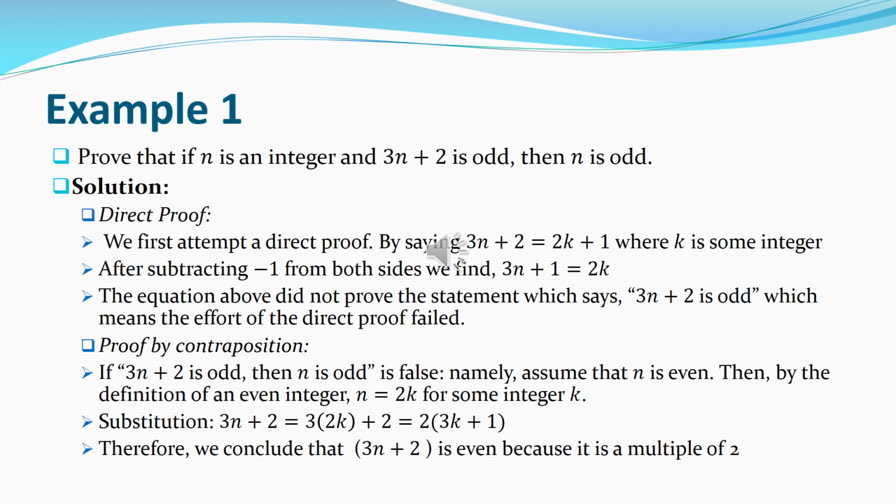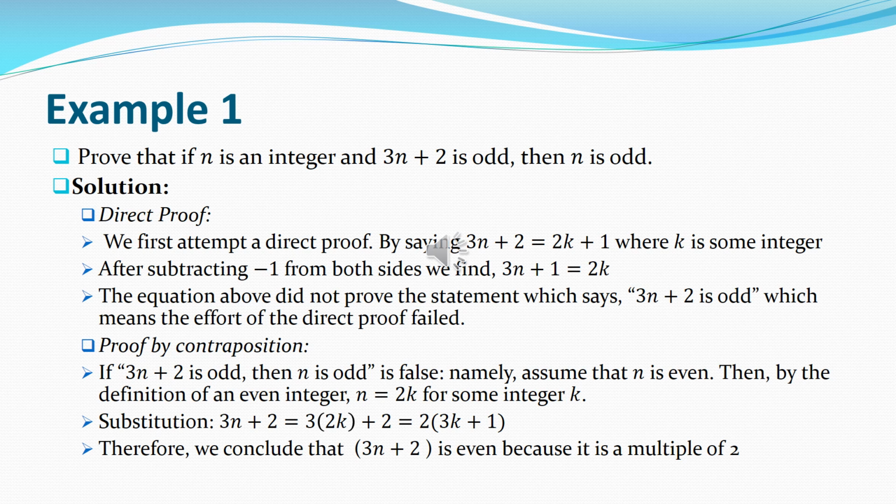So contraposition, as we know it, usually we use some sort of negation to prove a statement. So for instance, if 3n plus 2 is odd, then n is odd. We say this whole expression is false. That means n is even. All right. So if n is even, that means 3n plus 2 is also even.